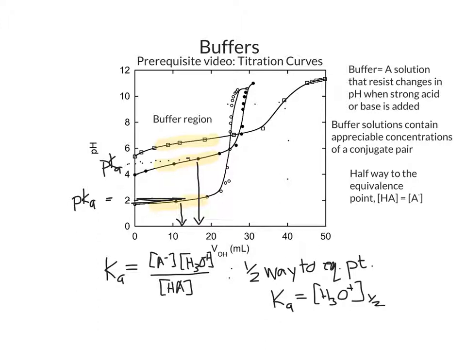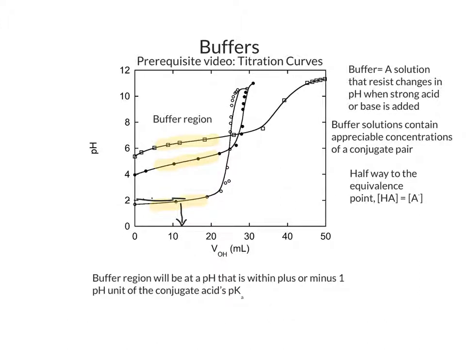So halfway to this equivalence point is about 20, and the pKa of this acid is about 6.5 or 7. And so we can see that the buffer region is going to occur at a pH that is close to the pKa of the acid we are using. So the buffer region for any given acid will be at a pH that is within plus or minus 1 pH unit of the pKa of the conjugate acid.